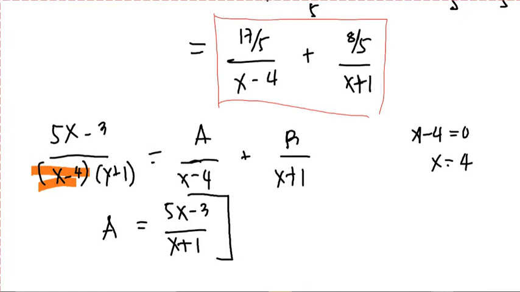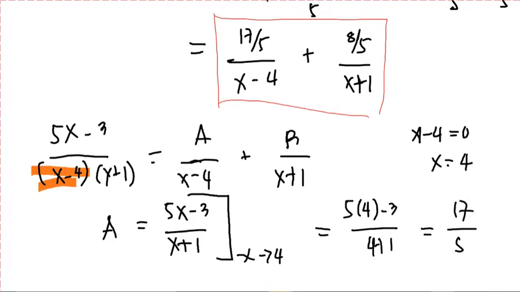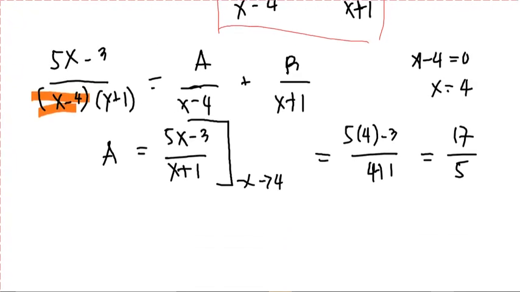So amo na aton nga i-substitute diri, x is equal to 4. Aton nga answer will be 5 times 4 minus 3 all over 4 plus 1. Aton answer will be 17 all over 5. So this is the value sang aton nga a nga nakuha man natin kagina. And then, same also with your b. Value sang aton nga b diri sa aton nga partial fraction, same man siya nga gamiton.